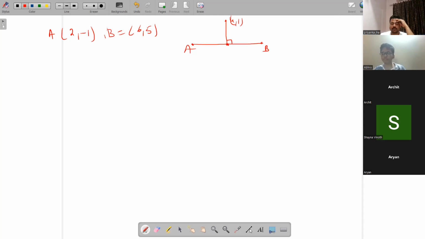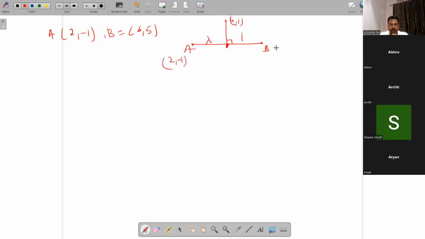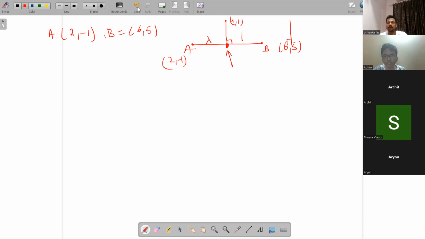Look children, I'll solve now. The question says this point will divide this line in which ratio. Suppose this point divides this line in the ratio lambda is to 1. Just apply the section formula. It may be internal, it may be external. The point (4, 1) can also be here, so it may be like this. Don't worry about that.